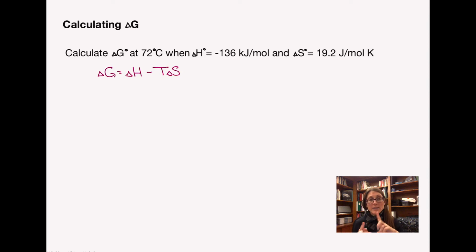Note a couple of things. Temperatures must be in Kelvin, and make sure your units match. Delta H's are typically given in kilojoules per mole, whereas entropy values are more often tabulated in joules per mole Kelvin. So you're going to have to convert one or the other so that you'll have consistent units throughout your problem.